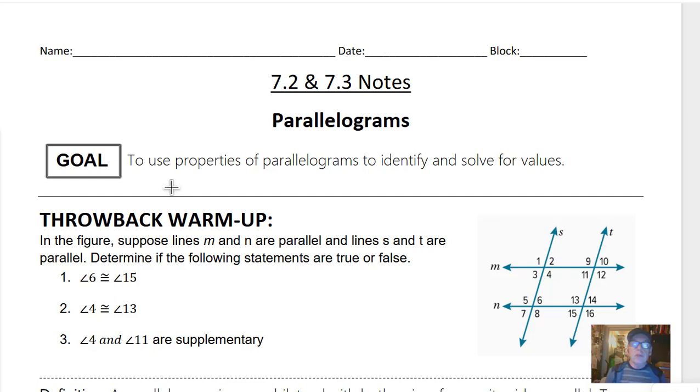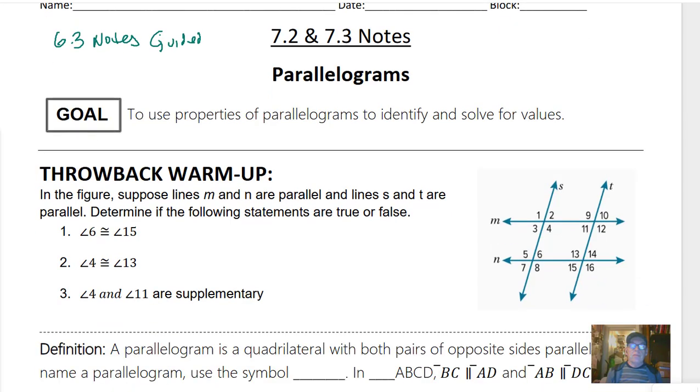Okay, this video accompanies the 6-3 notes, I guess guided notes, on parallelogram properties. So let's take a look at these.